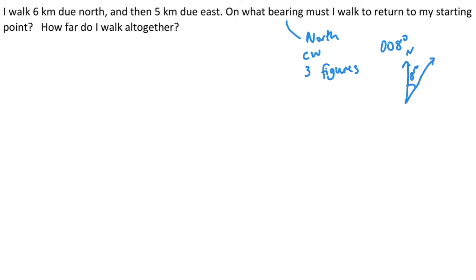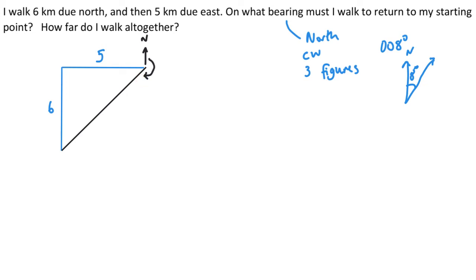and so on. So what bearing would I walk to return to my starting point, and how far do I walk altogether? So a diagram is going to help with this. So I'm walking 6 kilometers due north, and then 5 kilometers due east. On what bearing must I walk to return to my starting position? So the bearings are measured from a north line in a clockwise direction. So what we're going to be looking for is this angle, the obtuse angle here, round to the triangle.